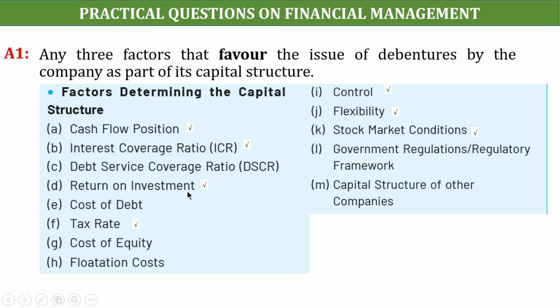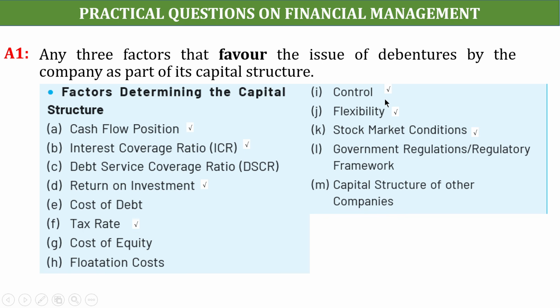Return on investment, as I have already explained: the return on investment or return on capital employed should be more than the rate of interest on the debt. In that case, the fund should be raised through the debt component. Tax rate: if the tax rate increases, then the cost of debt decreases. This has been explained in NCERT, and I will also make a separate video on it. So if the tax rate increases, debt becomes cheaper, and in such a case debentures can be preferred.